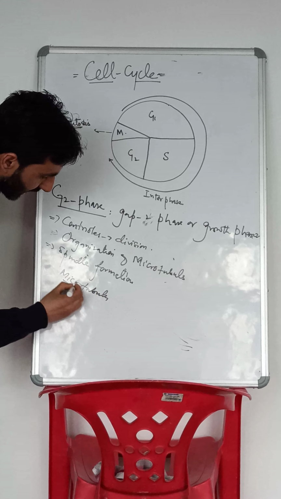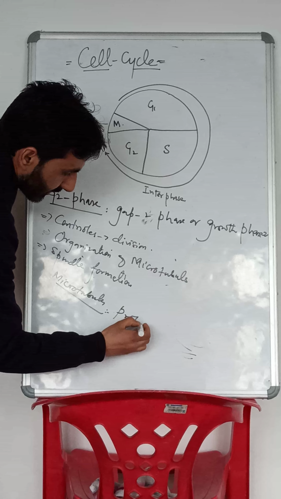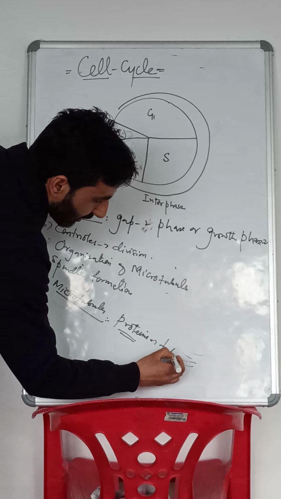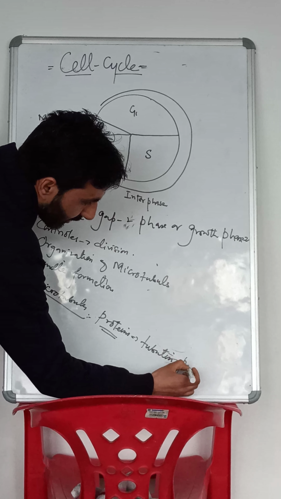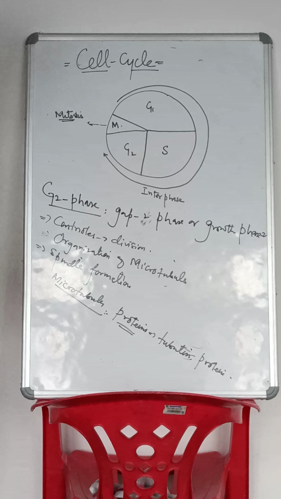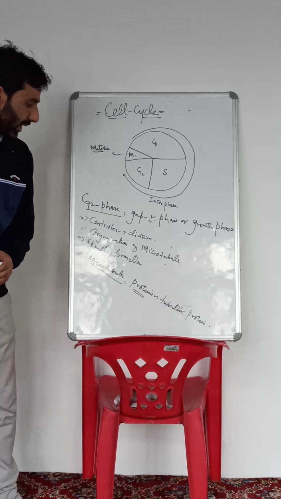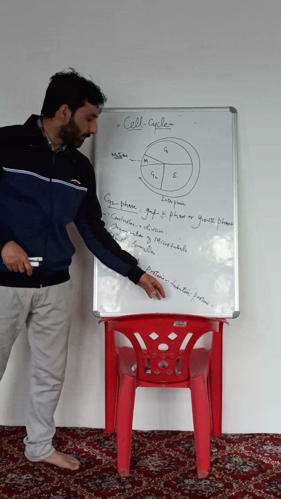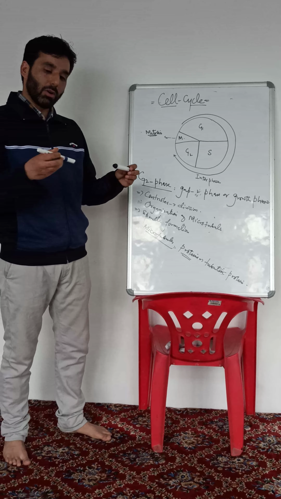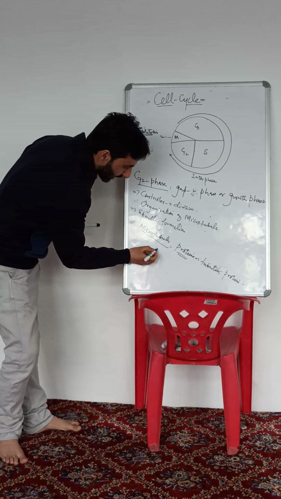microtubules are made up of proteins which are called tubulin proteins, alpha and beta tubulins. These proteins start to polymerize in order to form long thread-like substances. These microtubules are hollow structures.